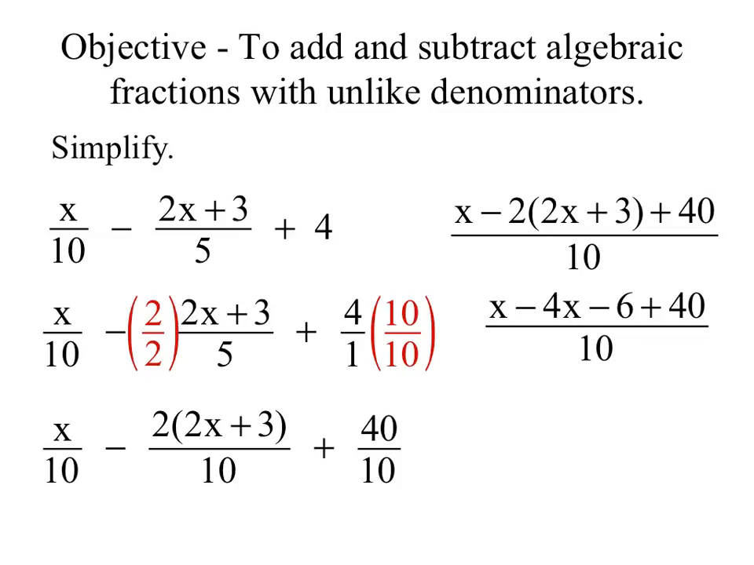X minus 4x makes 3x, -6 plus 40 makes 36, and there's nothing I can factor out of the numerator, and there's nothing I can cancel from numerator to denominator. I can't divide out a common factor that way either. So now what I'm left with is -3x plus 34. Now remember, unless the binomial looks exactly the same, I can't divide a piece of it out.